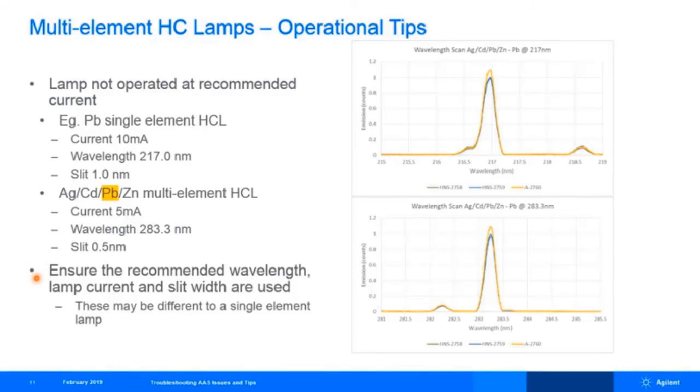So we need to ensure that we're working with the recommended wavelength, the recommended lamp current, and the recommended slit width for the multi-element lamp. These may well be different to those that were used if you work with a single element lamp. But if you work with those recommended conditions, then as we've shown in the previous slides, the performance will be equivalent to that which you achieve with a single element lamp.